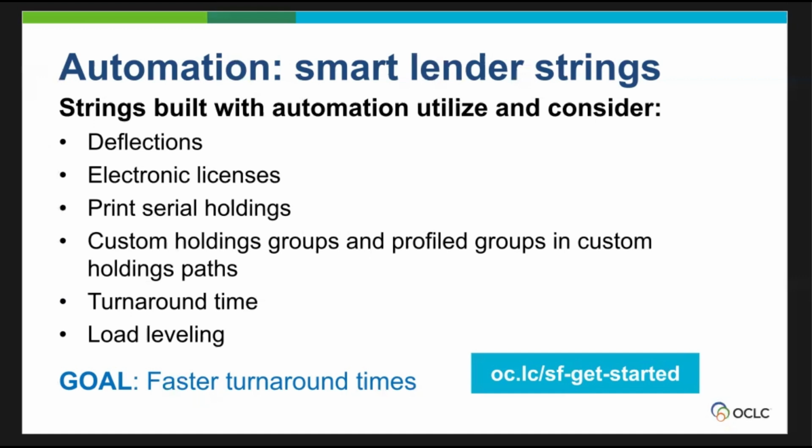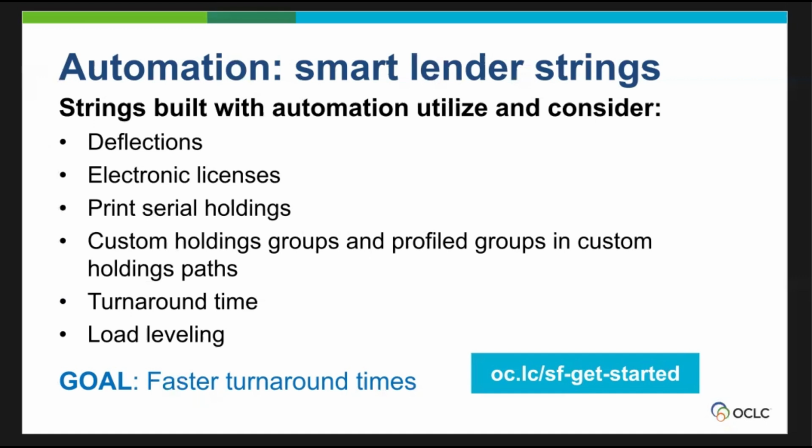But what the smart lender strings also do is they're able to check for the deflections. So if you're familiar, your lender string can only have 15 symbols in it. So when it checks deflections, it doesn't even put that in your lender string because it's been deflected. So it's not hogging up, the libraries with deflections aren't hogging up one of those 15 spots. It's going to check the electronic licenses that we talked about here today, your serial holdings, and your custom holdings, and it's going to order all of those.